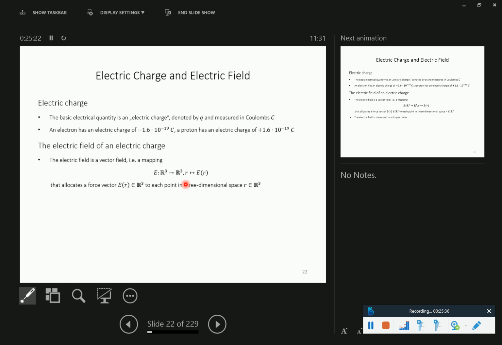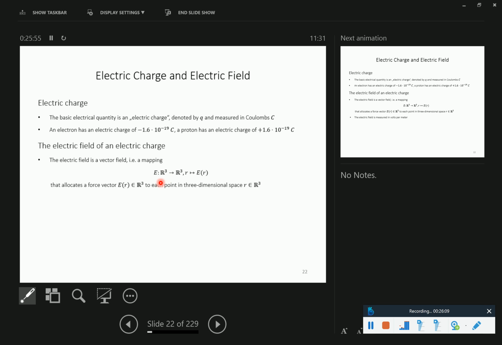multivariate vector-valued functions, and in physics these are called fields. Fields in mathematics are something completely different, but in physics, these functions that take something multidimensional and give you back something multidimensional are called fields. This explains why the electric field is called a field: it refers to a mapping.